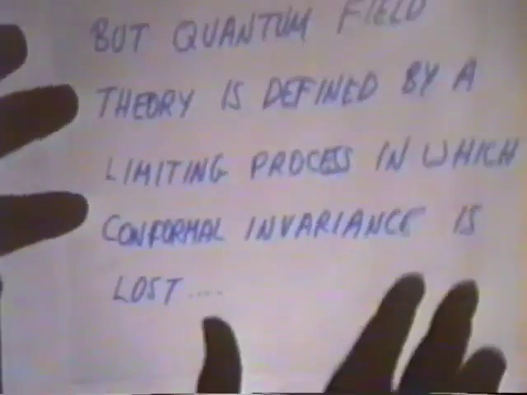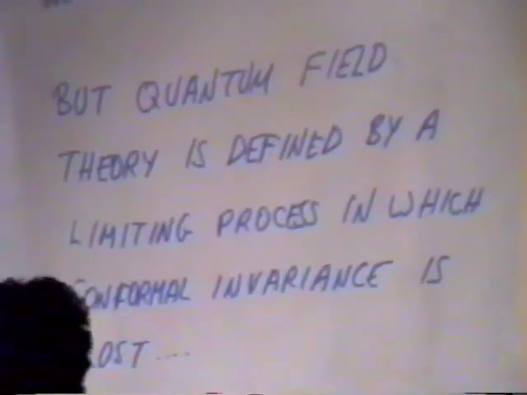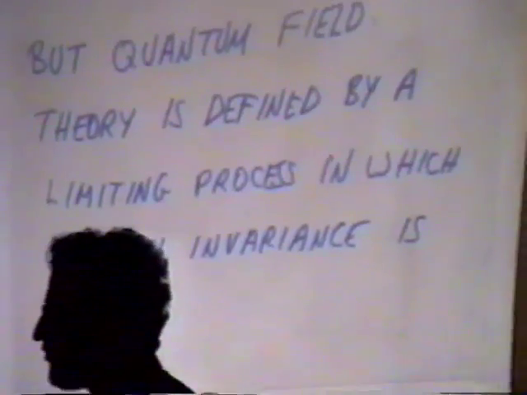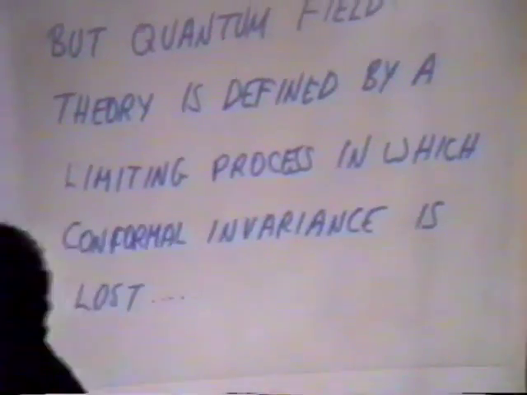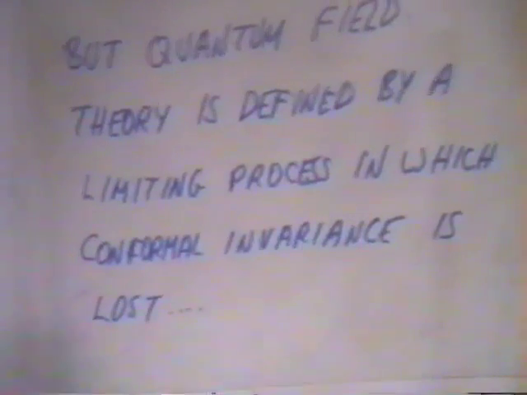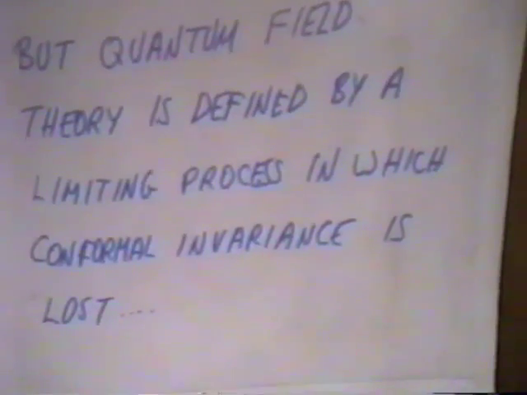But even though the quantum field theory is formally associated with those conformally invariant equations, it is associated with it by a limiting process in which conformal invariance is lost. So, in the quantum theory, unlike the classical theory, this deformation does something. The question is what it does.